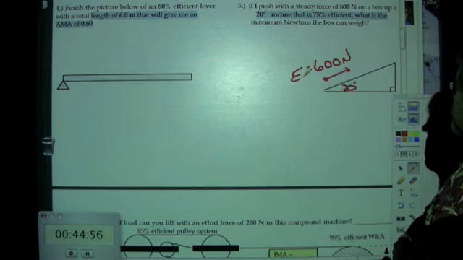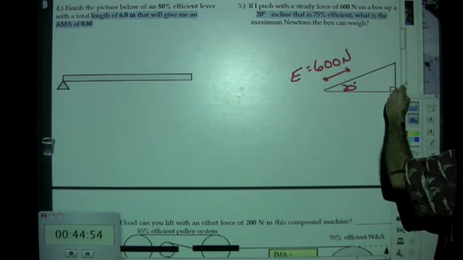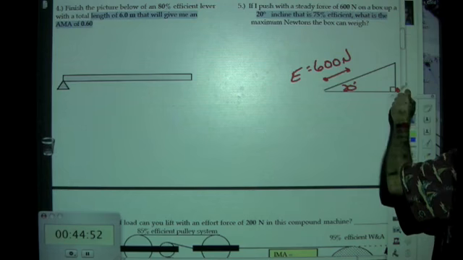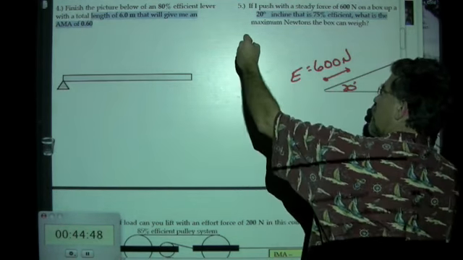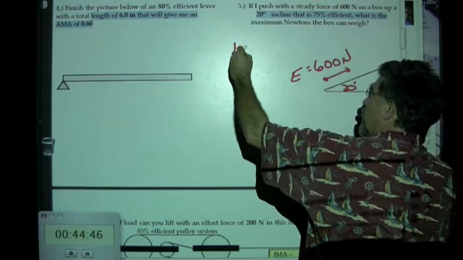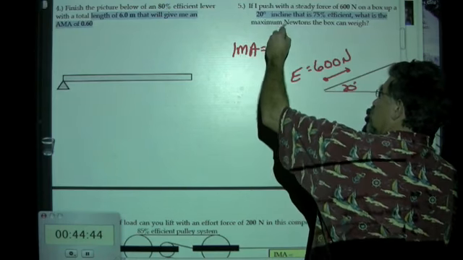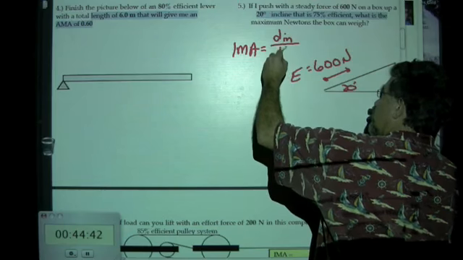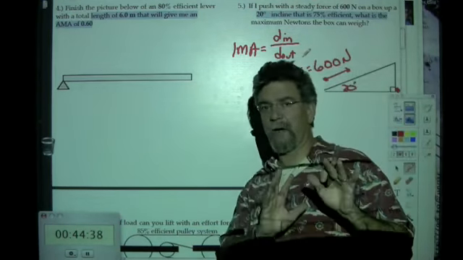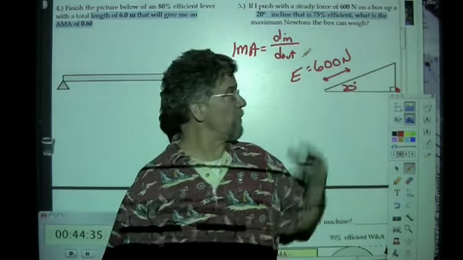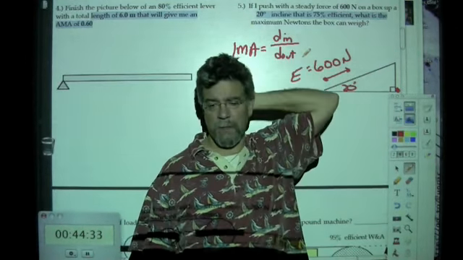What is the maximum newtons the box can weigh? So in other words, I want to know what my load is. What's my load? Now it's an inclined plane, so I have IMA equals distance in over distance out. I'm not going to pull the old Niagara Falls trick on this one. It'll be these two kinds of problems with the numbers turned around.